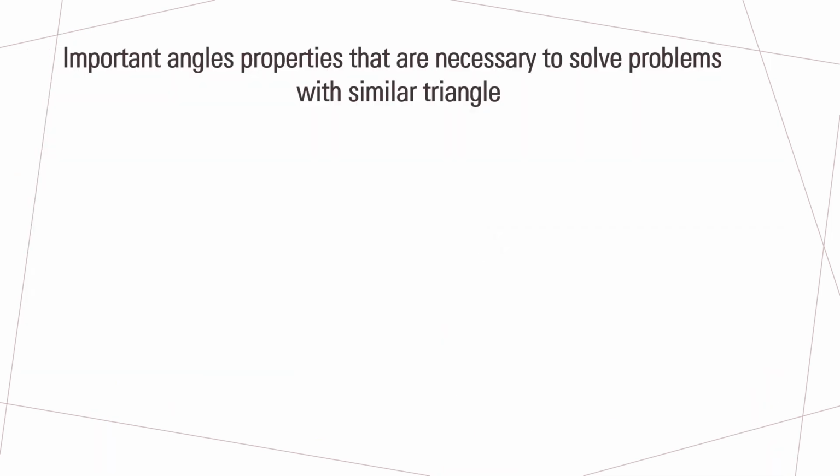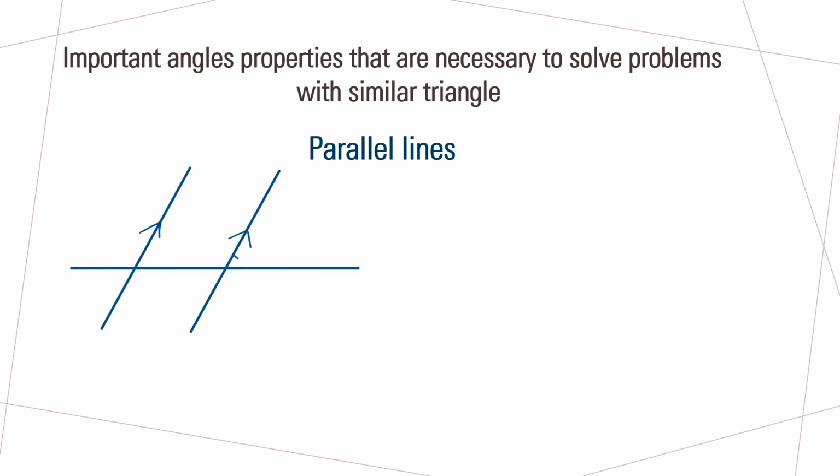Let's look at some important angle properties that are necessary when you solve problems with similar triangles, and it usually involves parallel lines. You will be given some similar triangles, and usually there will be a lot of parallel lines. So we need to recap some important angle properties that involve parallel lines. The first one is remember your corresponding angle.